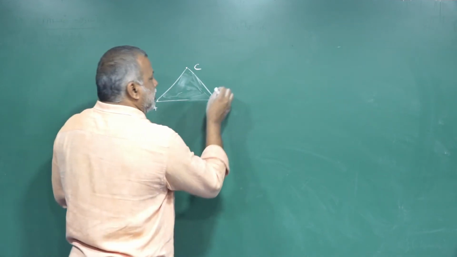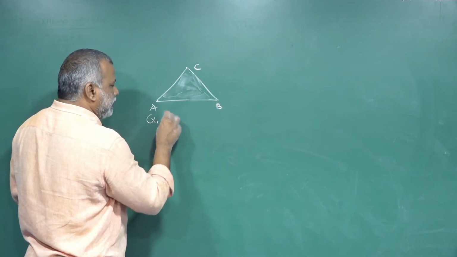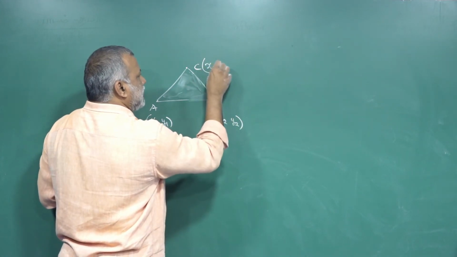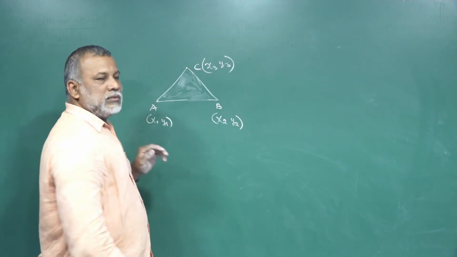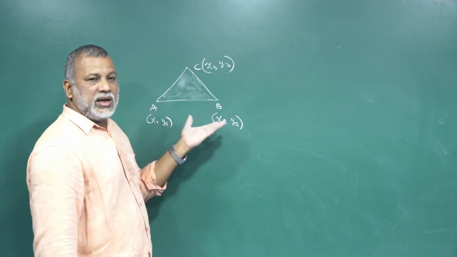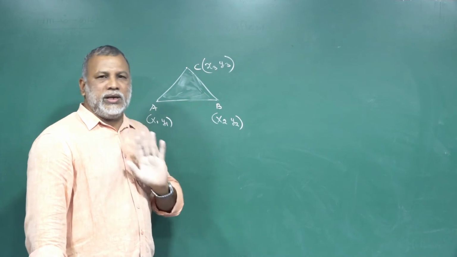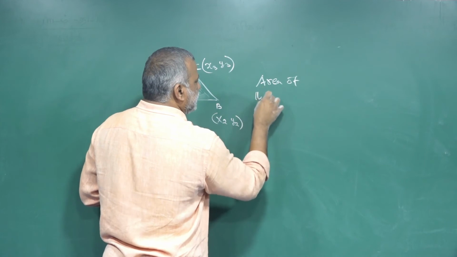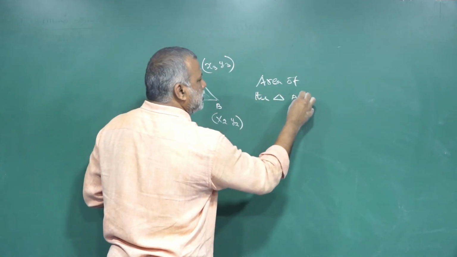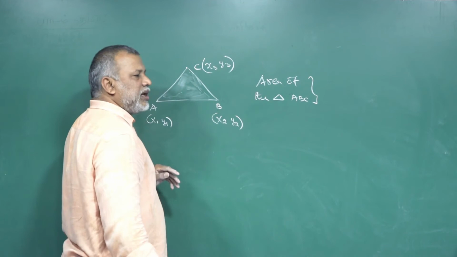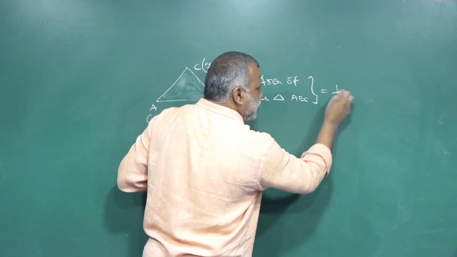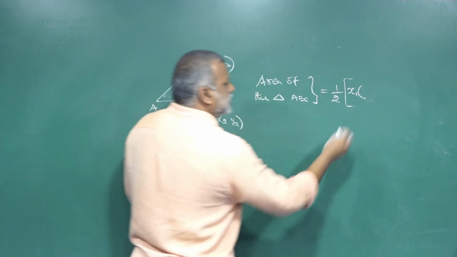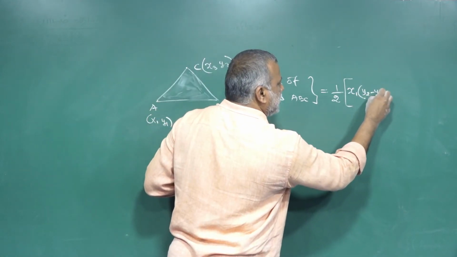We have the formula. Suppose I consider the vertices (x1, y1), (x2, y2) and (x3, y3). This is the triangle. It has some area. What is the formula to find the area of triangle ABC? From your 10th syllabus, you use this formula: half times x1 multiplied by (y2 - y3).